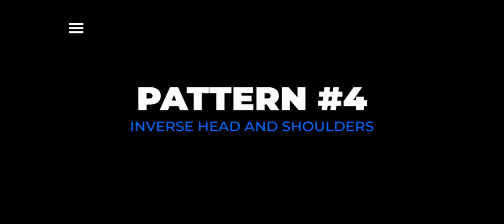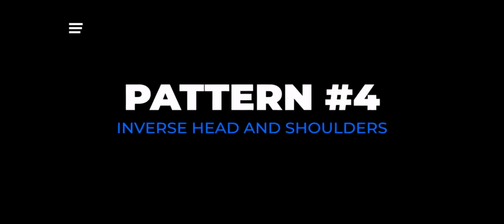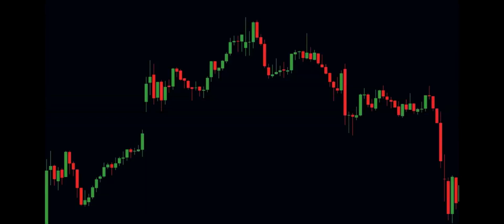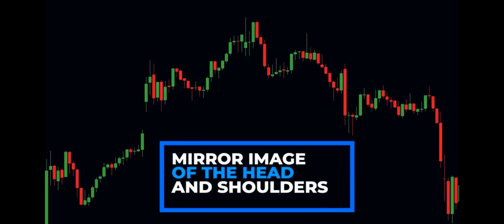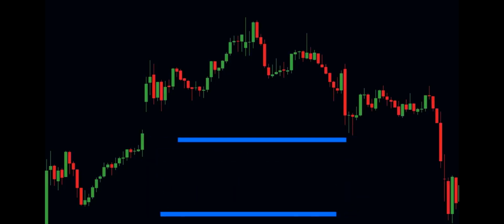Now let's look at the last pattern. That is the inverse head and shoulders pattern. As the name suggests, the inverse head and shoulders pattern is nothing but the mirror image of the head and shoulders pattern. Here is a simple illustration of the inverse head and shoulders pattern.